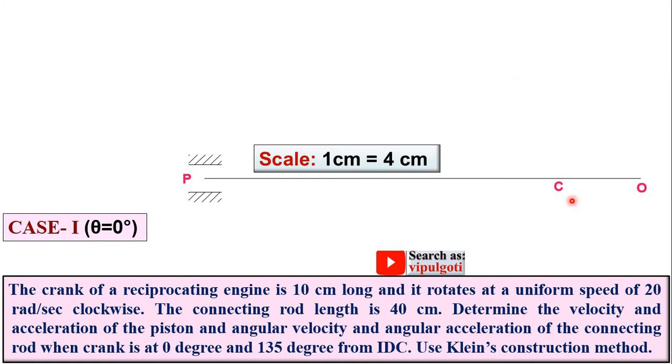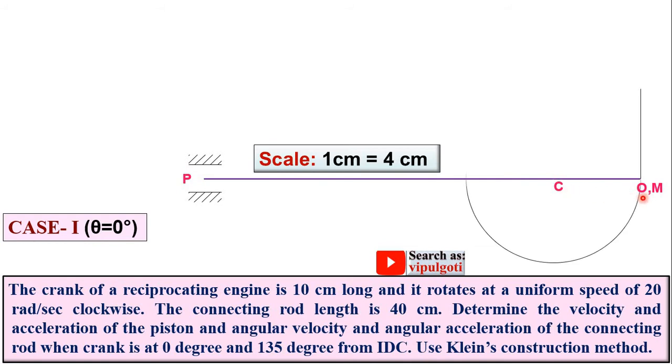Now start the steps of the Klein construction. First step, draw the vertical line passing through this O point. Next step, extend this connecting rod towards this vertical line, which will intersect over here, and give the name as M. So here OCM is the velocity diagram.